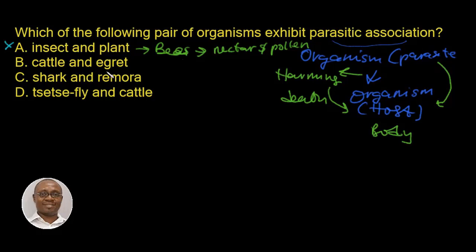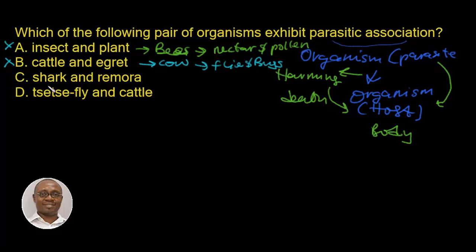Option B, cattle and egret. Cattle egrets follow grazing cattle, and they eat flies and bugs that tend to bother the cattle. Okay, and this type of relationship is called symbiotic relationship. So this is different from the parasitic relationship. So this answer option is wrong.